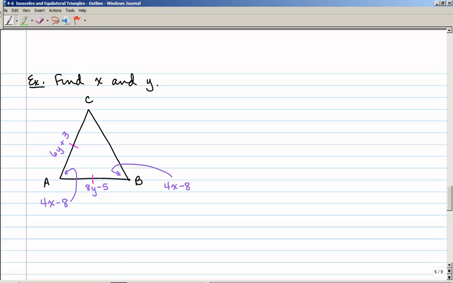Here's another triangle, and it says find x and y. Well, let's see. The first thing I notice is that I have 2 sides that are congruent to each other, and fortunately both of them are labeled with an algebraic expression with just a y in them. So I could start by saying AC is equal to AB. This side is equal to this side, and then let's just plug in our algebraic expressions for those. 6y plus 3 is equal to 8y minus 5.